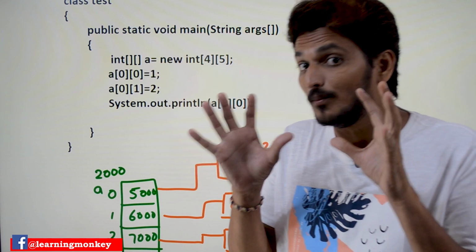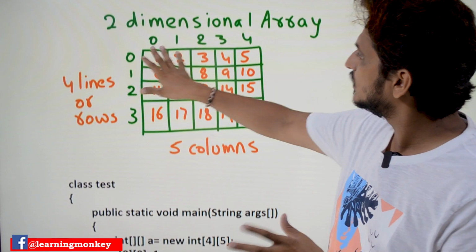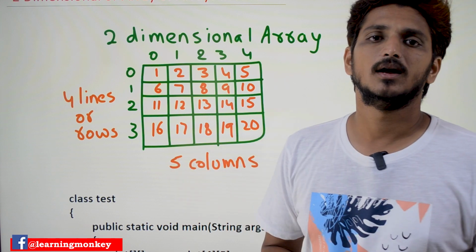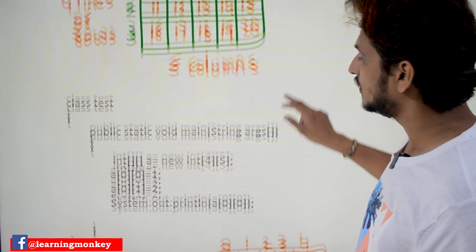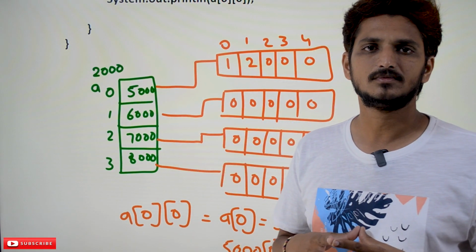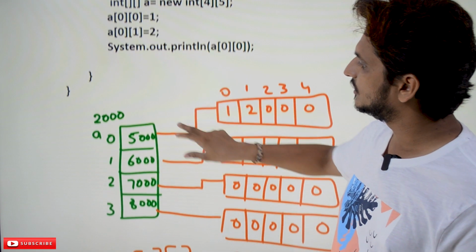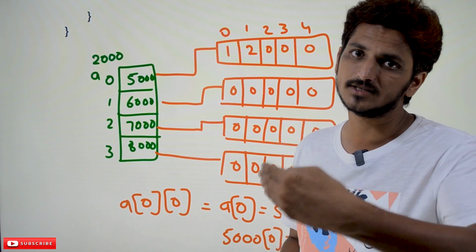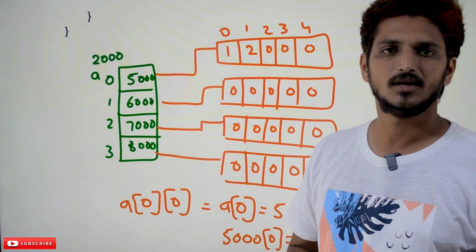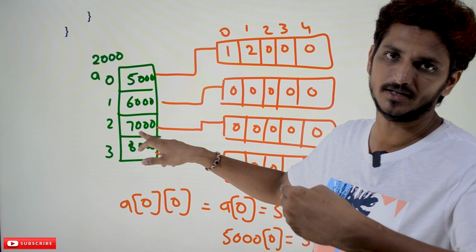Now coming to how memory is allocated. As we have shown here, two-dimensional arrays will be in a tabular form, but that is not the way they are stored in random access memory. How it is going to store is, it takes it as an array of arrays. That's why it got the name. First it is going to take an array. How many lines are there? 4 lines are there. That's why it takes an array of size 4 elements. Because we have 4 lines, it is going to take an array of 4 elements.